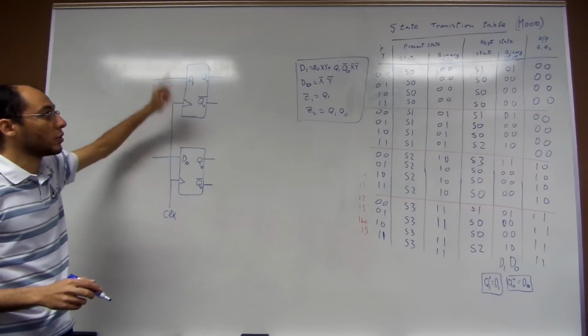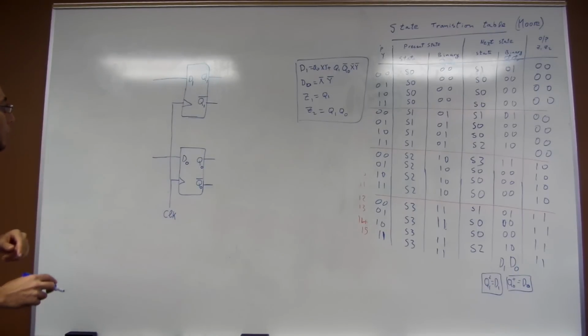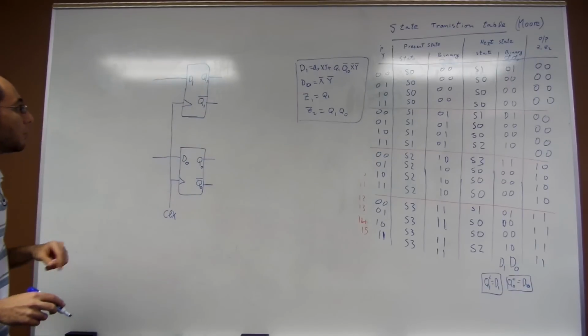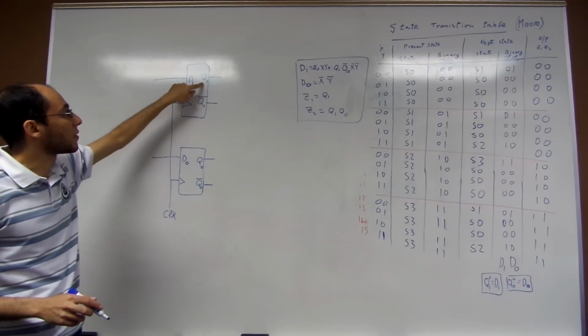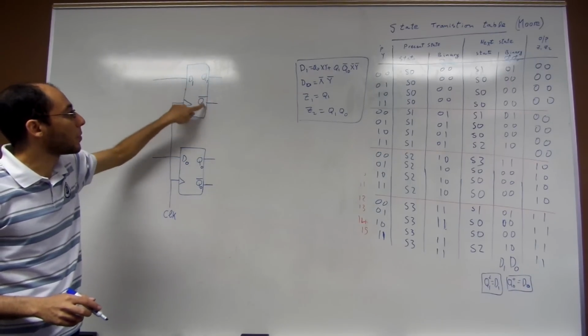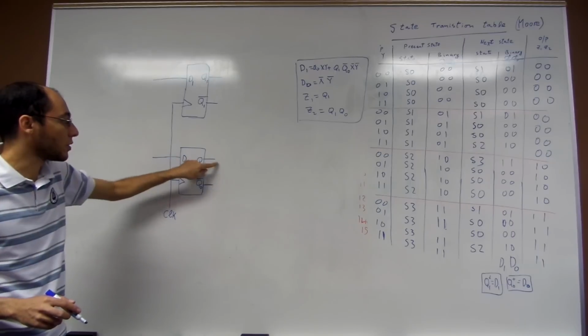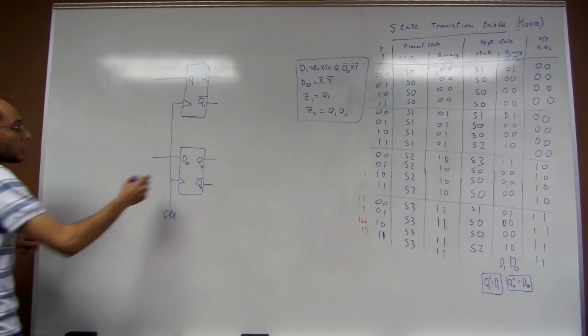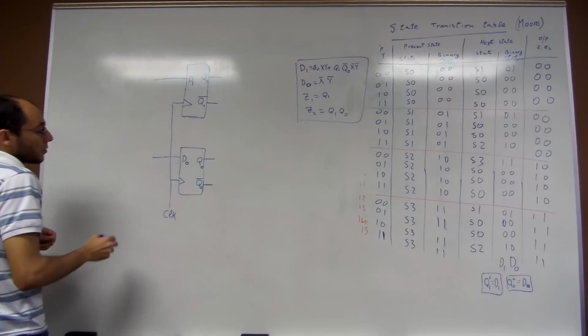It doesn't matter which one you put on the top, whether Q1 or Q2, whether you put this here or put this here. What's more important is that Q1 is on the top and Q1 bar is on the bottom. Q0 is on the top, Q0 bar is on the bottom. Draw the clocks and connect them together.